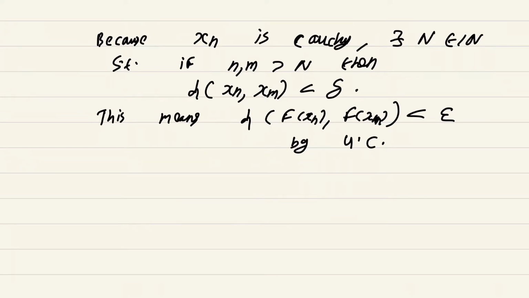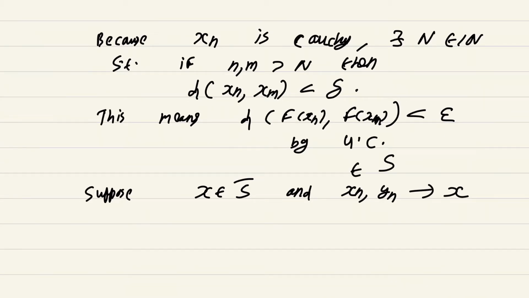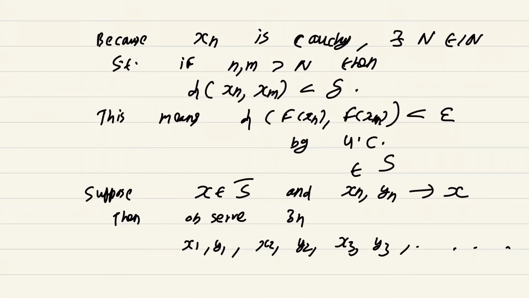Okay, now suppose x is an element of S closure and x_n and y_n both converge to x, coming from S. So what I'm saying is, consider this set S, and suppose we are in this situation where we have two sequences from S that converge to the same point x in S closure. Then observe that if I consider this new sequence z_n, I'm not going to write down a formula for z_n, I'm going to leave that to you. But z_n is just this sequence x_1, y_1, x_2, y_2, x_3, y_3, and you get the big picture. It's rather trivial how to write down a precise formula for z_n. This sequence z_n is also Cauchy.